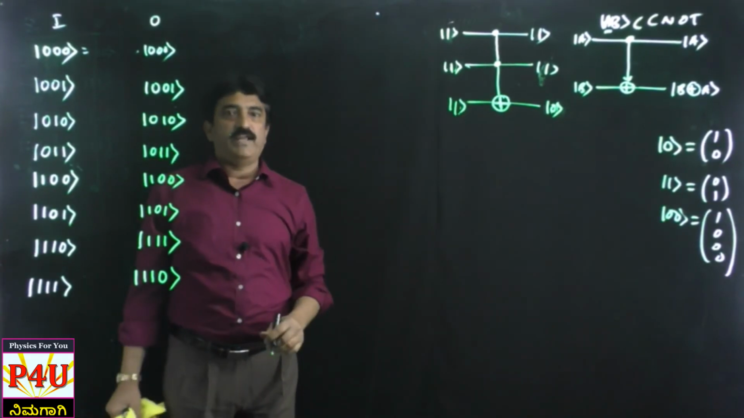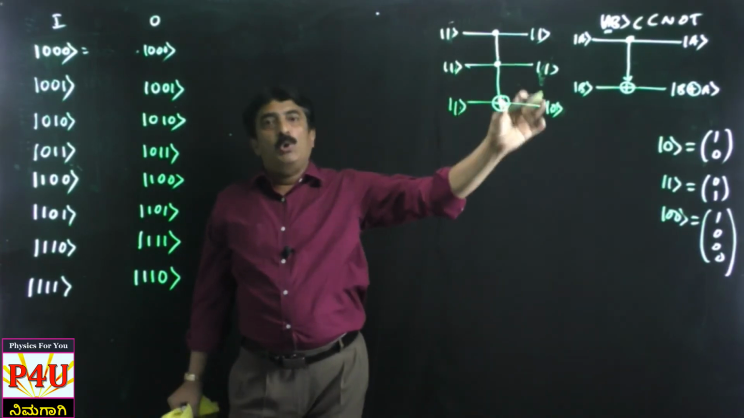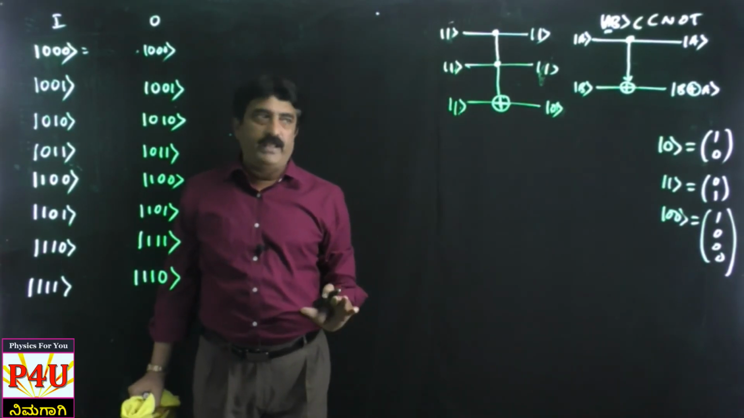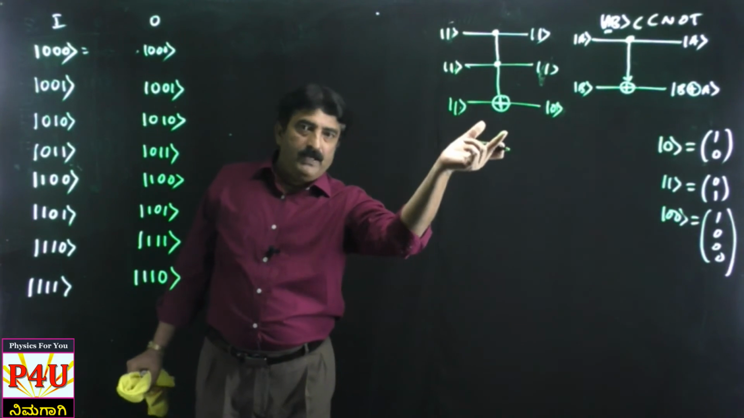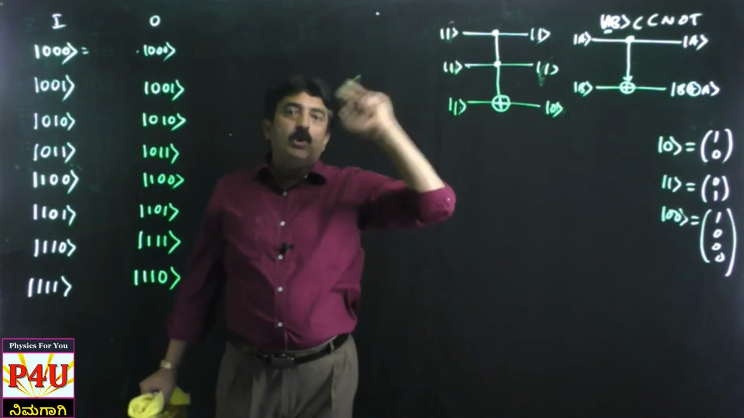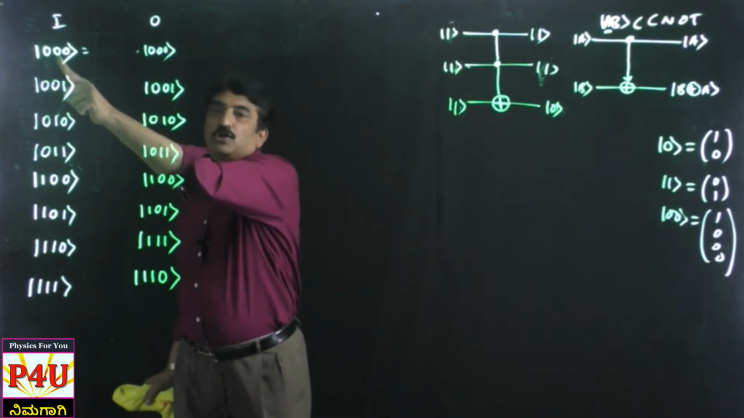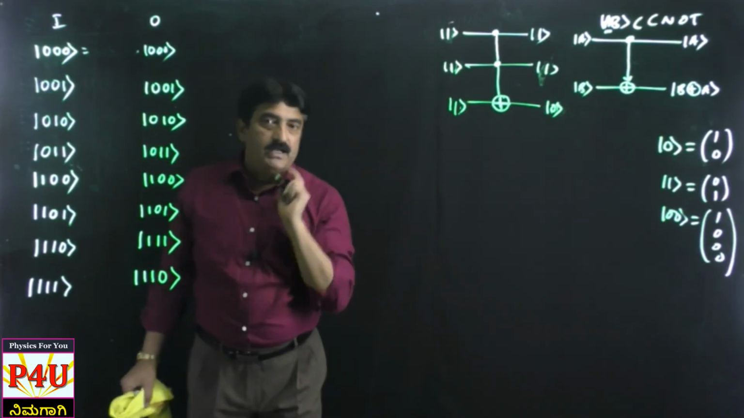Okay, this is the Toffoli gate. The Toffoli gate is nothing but a double controlled NOT gate, NOT gate only, because finally it is acting like a flip: 1 becomes 0, 0 becomes 1. But the only thing is, this is controlled by two control qubits. In the vector representation, the first two are control and the last one is the target.